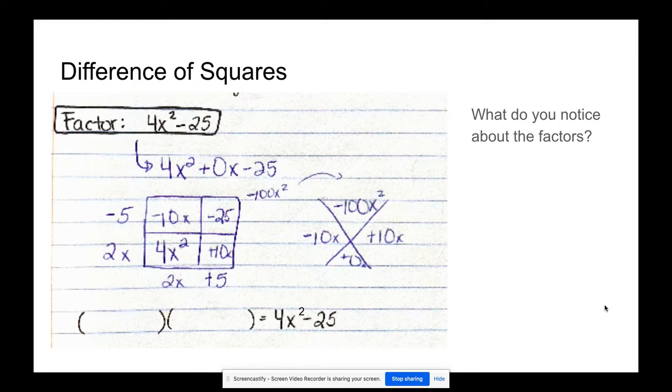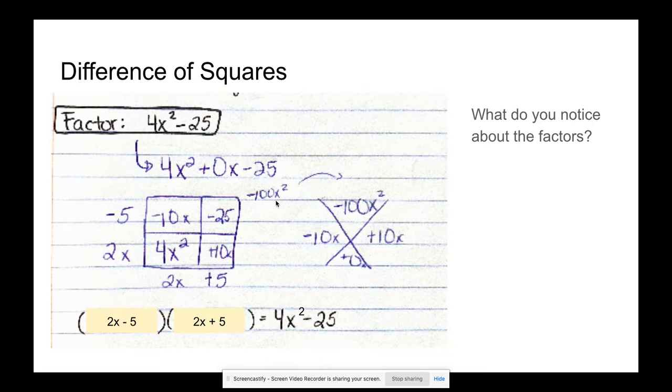All right, so this topic is called the difference of squares, and this will help us factor some expressions a little bit faster. So if I have this factor 4x squared minus 25, I can go through the entire process of using my area model and my x to find the factors. So once I do that, I get 2x minus 5 and 2x plus 5. So what do you notice about these factors?